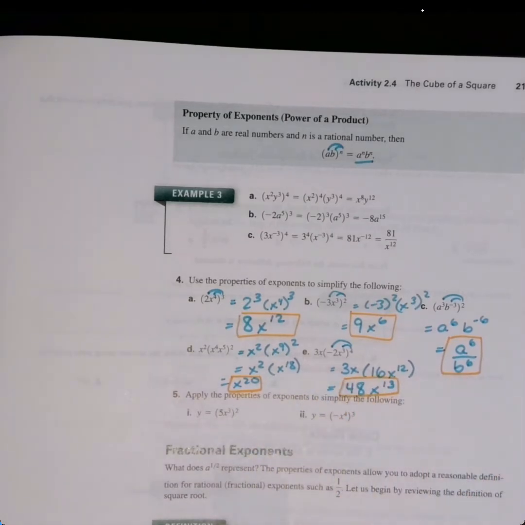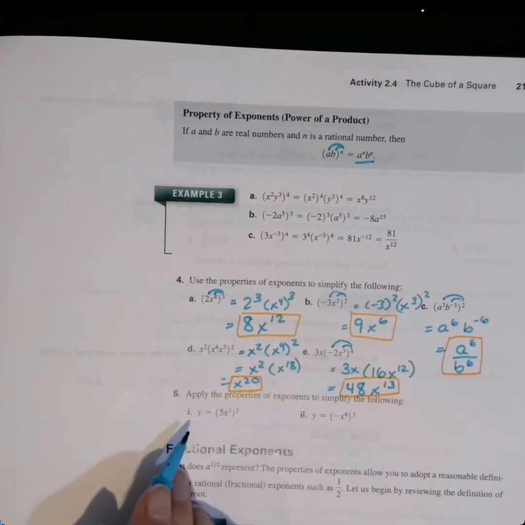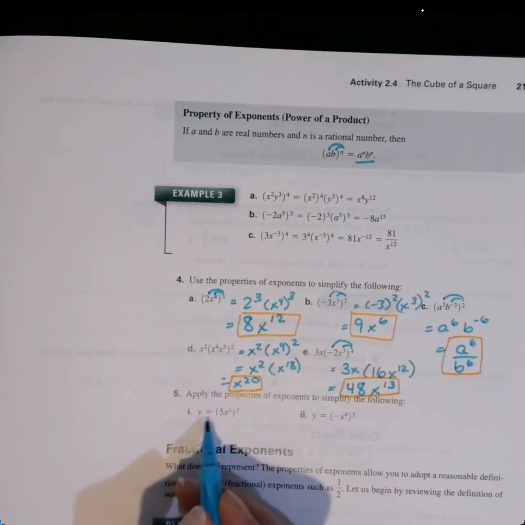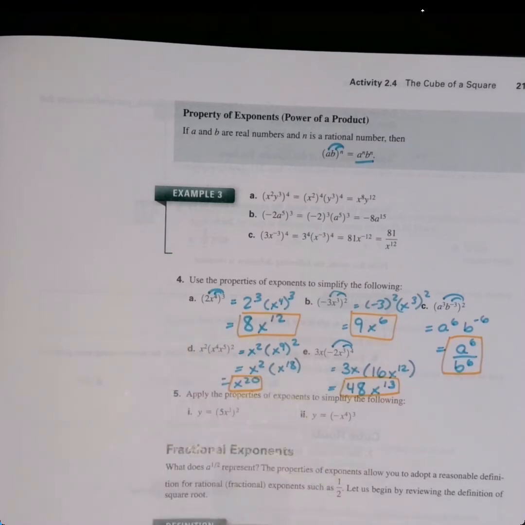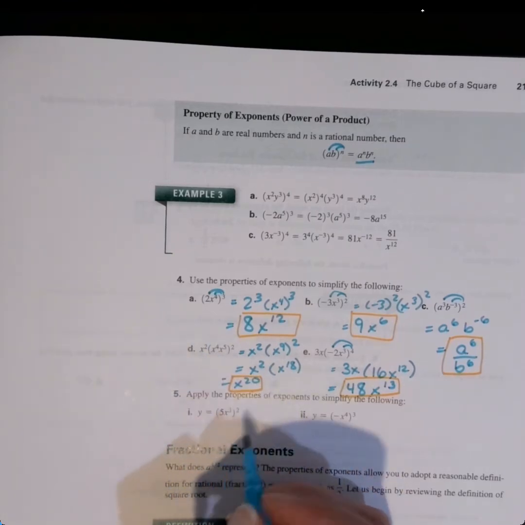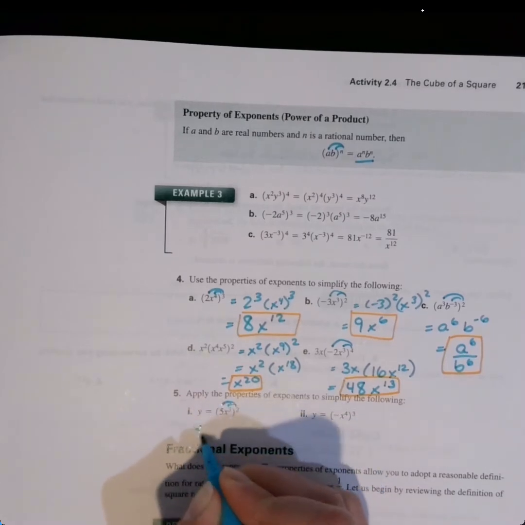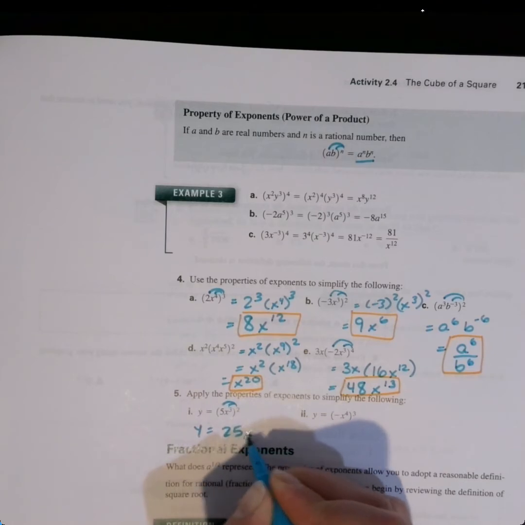Okay, a couple more in number 5. Apply properties on each of these. The only difference in what I see in number 5 and what I saw in number 4 is that this is written as y equals, and those were just written as expressions where there was not a y variable. The y variable is not going to change anything in how I operate, but it is going to give me an opportunity to check. So this is going to be y equals 5 squared. That's 25. X to the 6th.